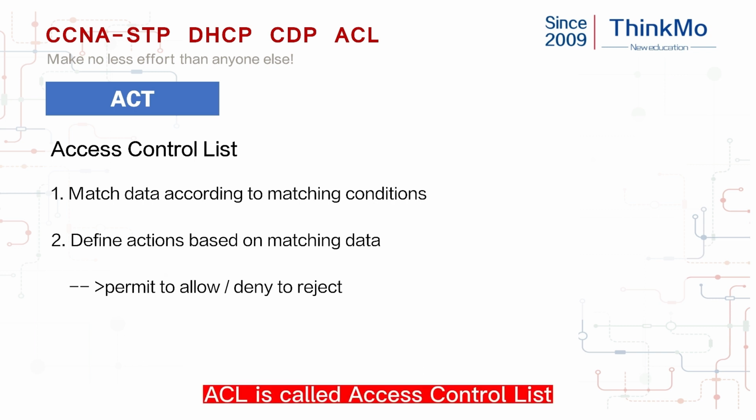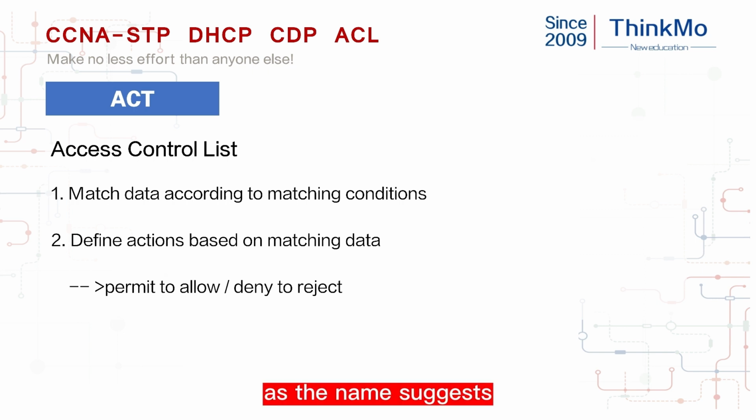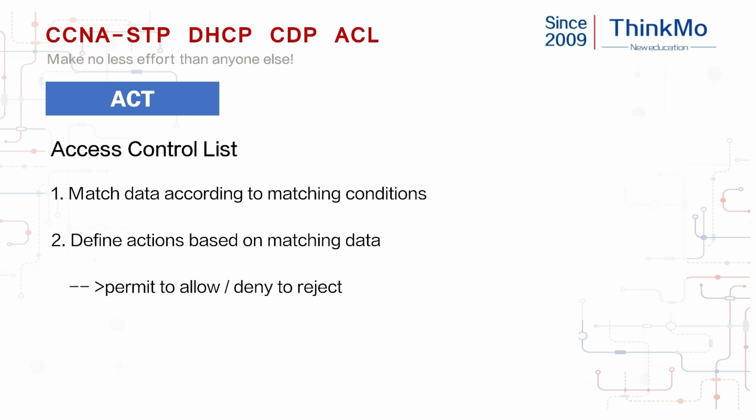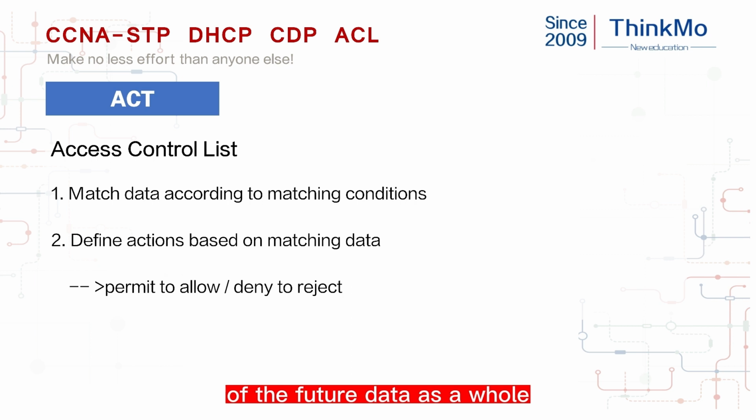ACL is called Access Control List. As the name suggests, it is for access control. It is actually equivalent to a function, or you can also understand it as a strategy, based on which to define the communication of the future data as a whole.